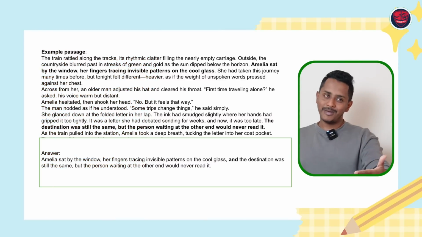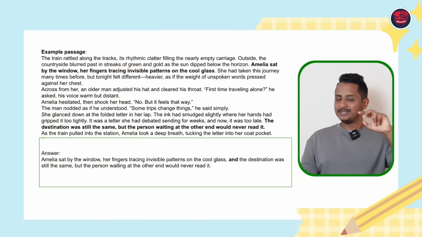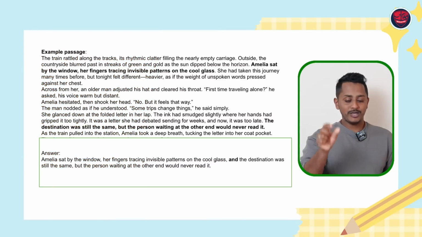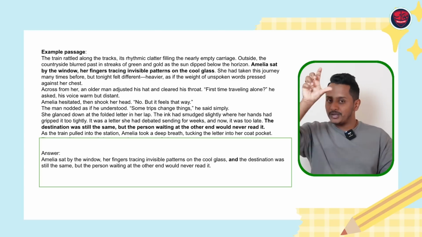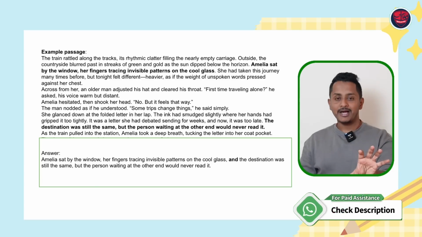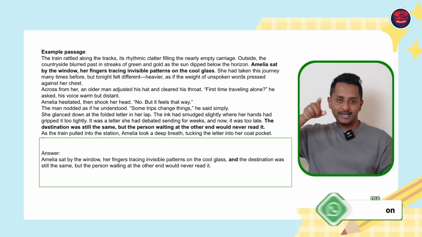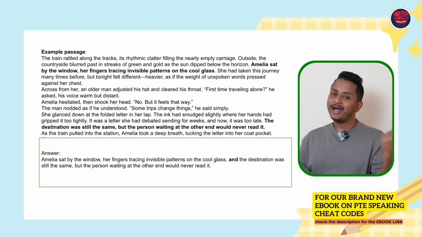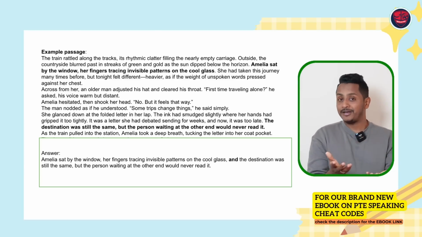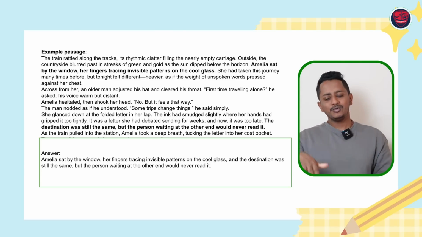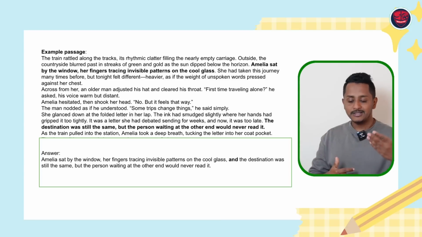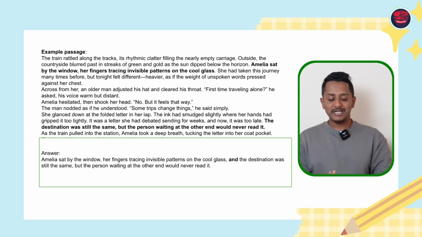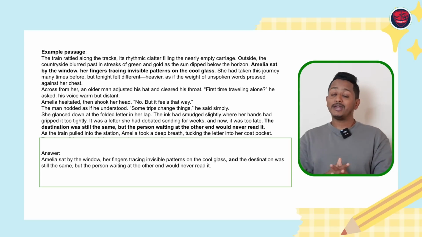For instance, if this is the passage, if you see the 2 highlighted ones in bold, Amelia sat by the window, her fingers tracing invisible patterns on the cool glass, end of a sentence, full stop. I'm gonna take the entire sentence and put it in my answer. Add a comma, add a connector, and. If you see there are a lot of ands already being used in the text that you've taken, use a different connector like but, comma, but, comma, and take another sentence. The destination was still the same, but the person waiting at the other end would never read it. So this is gonna be the second statement.